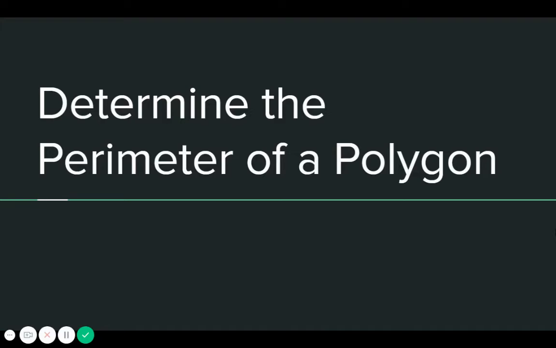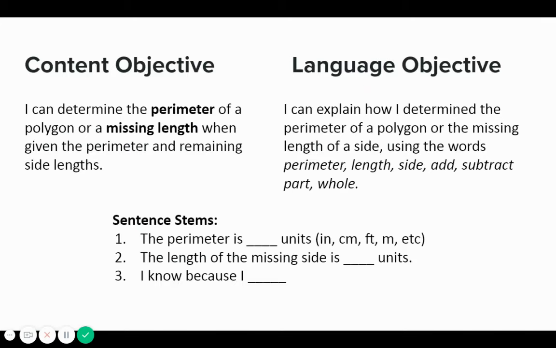Hello, boys and girls. In today's lesson, we're going to discuss a few things about the perimeter of a polygon. And the content objective for this lesson is: I can determine the perimeter of a polygon or a missing length when given the perimeter and remaining side lengths.